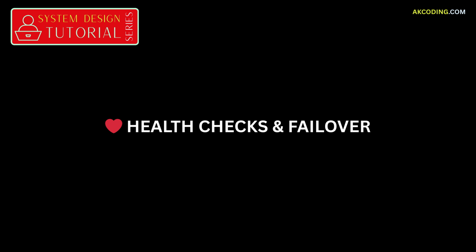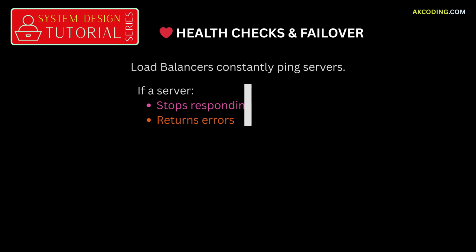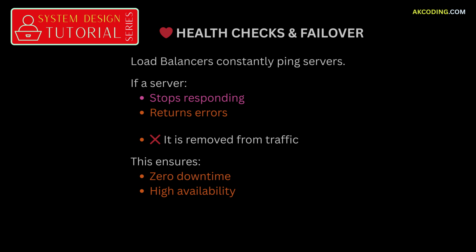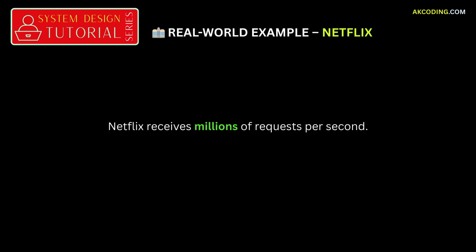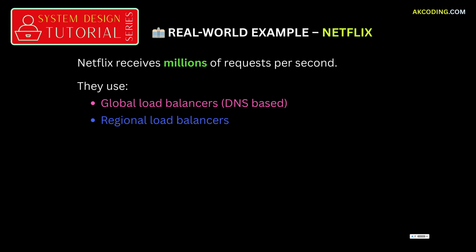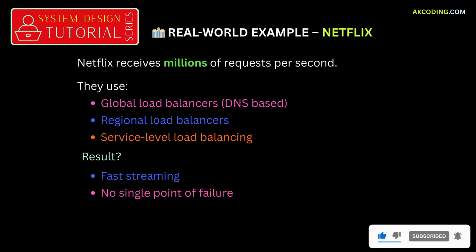Health checks and failovers. Load balancer constantly pings servers. If a server stops responding or returns errors, it is removed from the traffic. This ensures zero downtime and high availability. Real world examples. Netflix receives millions of requests per second. They use global load balancer with CDN based, regional load balancers, service level load balancing. The result is fast streaming and no single point of failure.